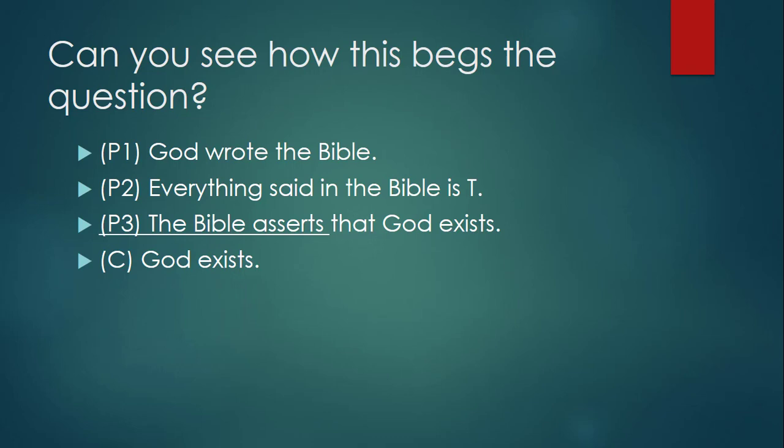So, as an exercise here, can you see how this following argument begs the question? This is kind of a classic argument that's given to show you a particular argument that begs the question. The first premise of this argument is this: God wrote the Bible. The second premise is that everything said in the Bible is true. And the third premise is that, well, the Bible asserts that God exists. Conclusion, therefore, God exists. So notice the question at hand is whether or not God exists.